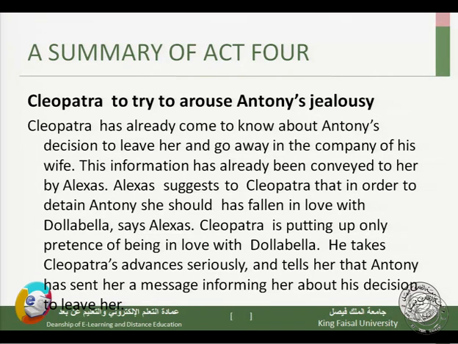Alexis is an advisor to Cleopatra. Alexis suggests to Cleopatra that in order to detain Antony, she should pretend to have fallen in love with Dolabella. So it was the idea of Alexis to arouse the jealousy of Antony by pretending that Cleopatra is in love with Dolabella, who is a close friend to Antony.